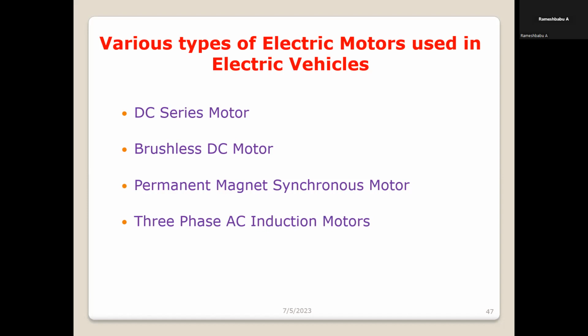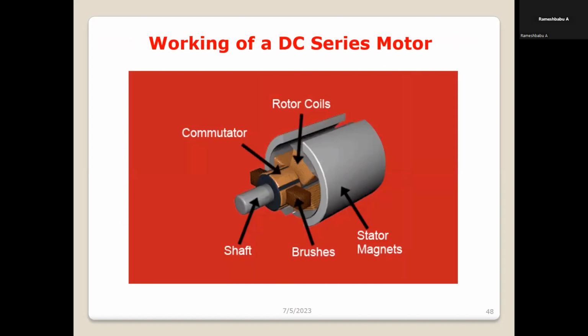So let us see what motors we can use: DC series motor, brushless DC motor, permanent magnet motor, and three-phase induction motor. These are the motors used for hybrid electric vehicles. The DC series motor has a high starting torque, so it is used for DC traction and cranes, because of the high starting torque and DC speed control. Here the armature and field windings are connected in series to a DC source. Motor speed varies as a non-linear function of load torque, armature current, and stator field current.